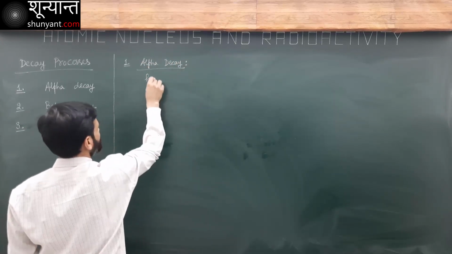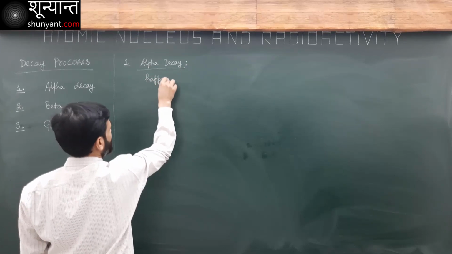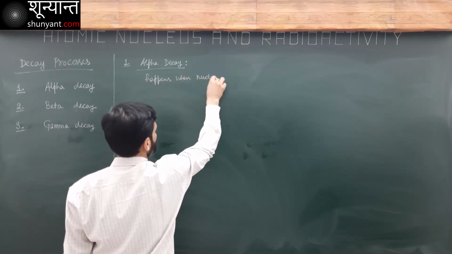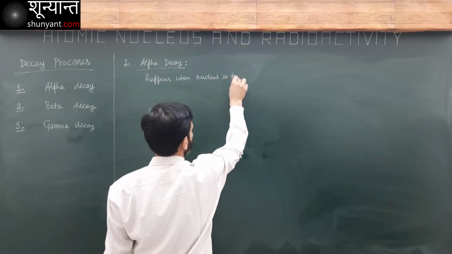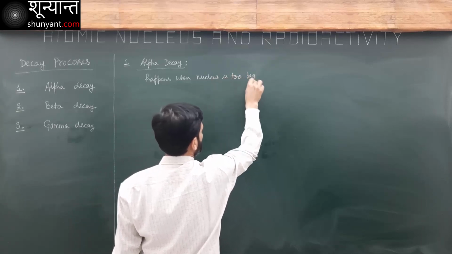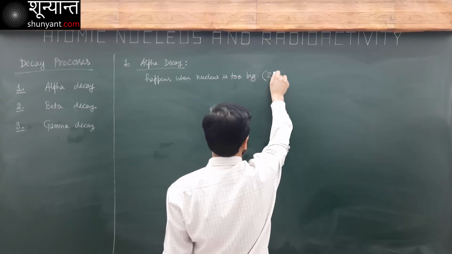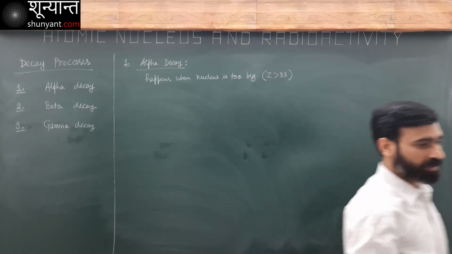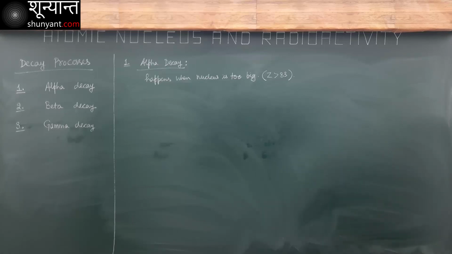Alpha decay happens when the nucleus is too big, when Z is more than 83. This is a big, heavy nucleus. This nucleus is not stable, so it is going to decay.